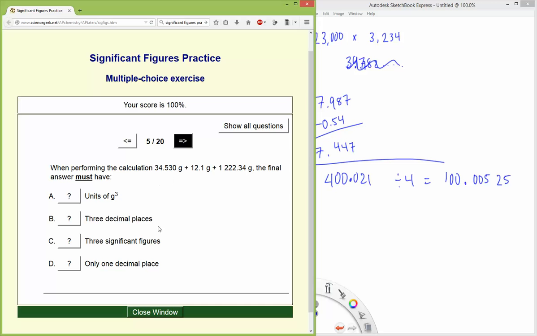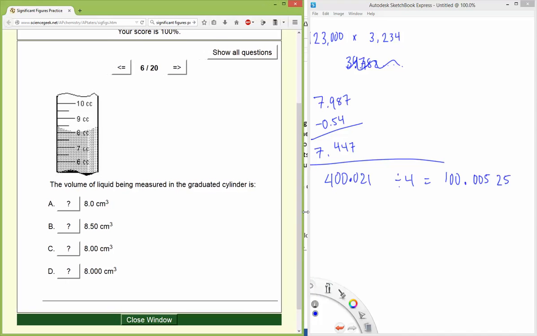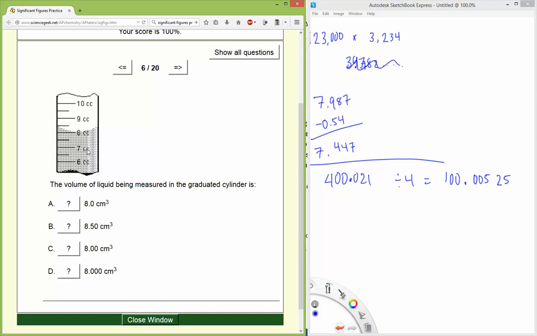Okay, are you guys able to see this? So imagine this being a burette and you're getting the reading here. So what reading would you give it? 8.0, right? Because we know up to the ones place, and then the one after that, we have to guess, okay? And we shouldn't guess any more than that. So we just guess one space.